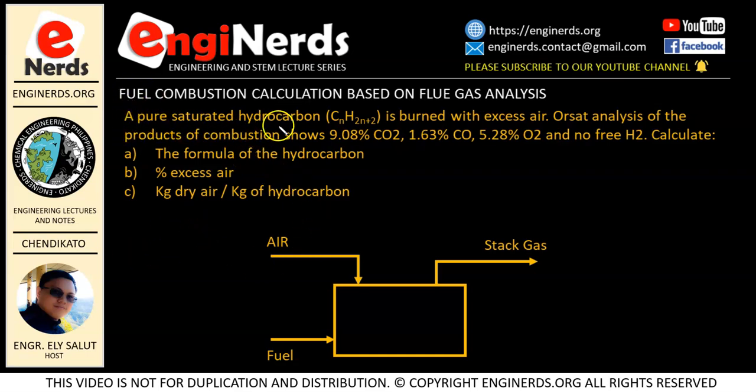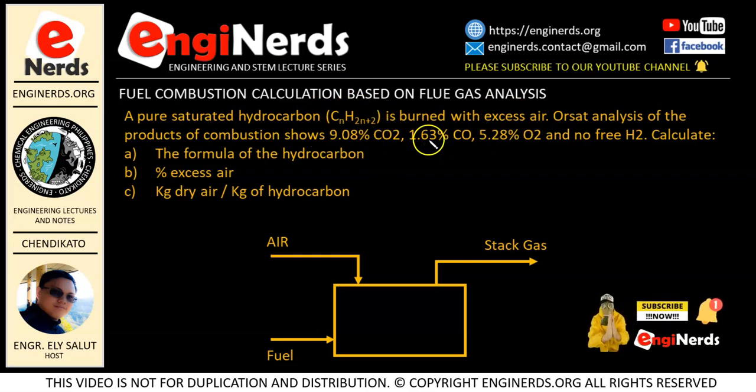A pure saturated hydrocarbon with formula CnH2n+2 is burned with excess air. So our hydrocarbon has this general formula, CnH2n+2. Since it is saturated, we already know that this is an alkane, and aside from that, this general formula is the formula for alkanes. Okay, so our alkane is burned with excess air. The Orsat analysis of the product of combustion shows 9.08% CO2, 1.63% CO, 5.28% O2, and no free H2.